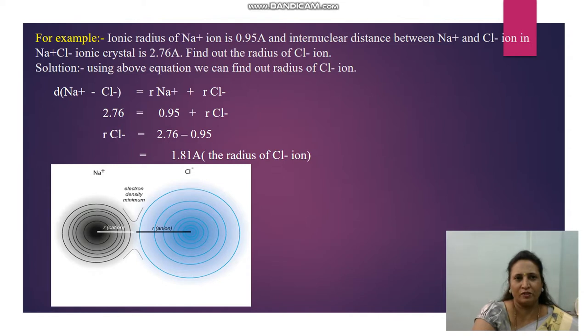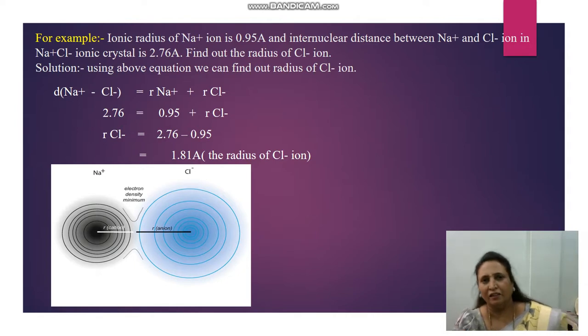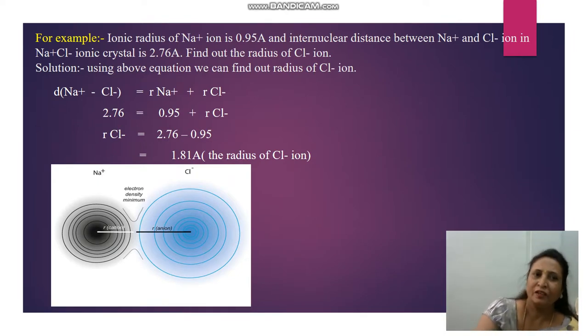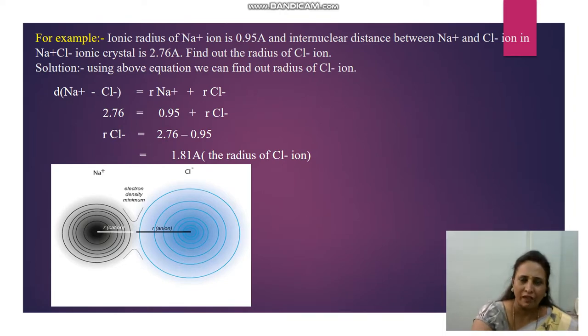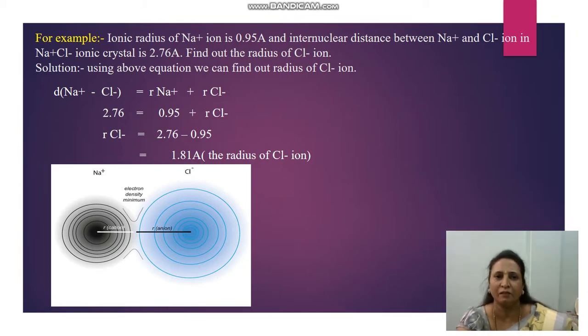This gives the example of an ionic crystal of NaCl. Na plus is a cation, Cl minus is an anion. Now by knowing the internuclear distance between the nuclei of the cation, that is Na plus, and the anion, that is Cl minus, and knowing one of the radii, here we know the radius of Na plus, the internuclear distance is 2.76 and the radius of Na plus, that is the cation, is 0.95. Now by knowing two factors from three, one factor can be calculated.